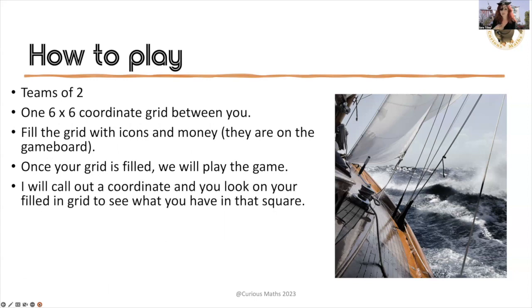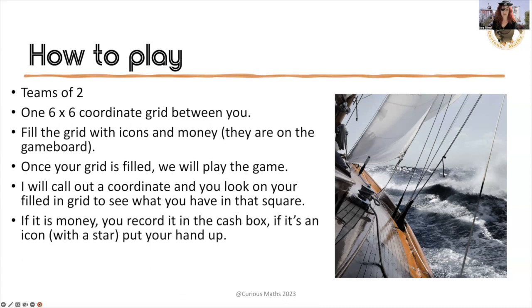So the way I do it is I start off and I read a coordinate out. The children look on their grid to see what money or which icon has been placed there. So if it's money, they simply record it in the cash box. But if it's an icon and one of the ones with a star next to it on the game board, then they need to put their hand up. And they have to put their hand up because this will have a direct impact on the rest of the group.